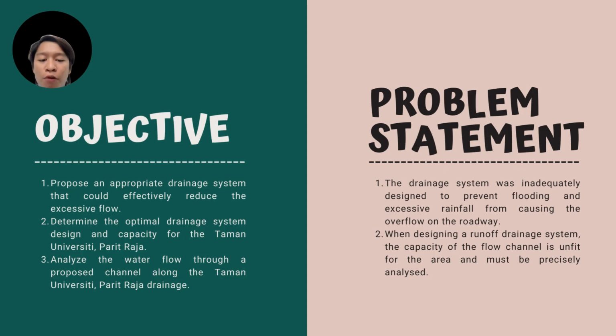Second, for the problem statement, the drainage system was an unfit design to prevent flooding and excessive rainfall from causing overflow on the roadway. And second, when designing a runoff drainage system, the capacity of the flow channel is unfit for the area and must be precisely analyzed. Thank you.